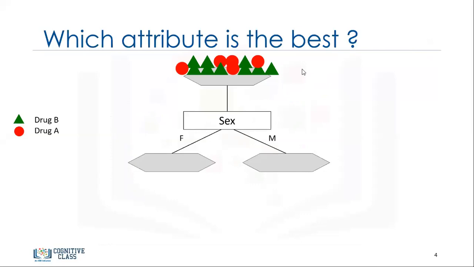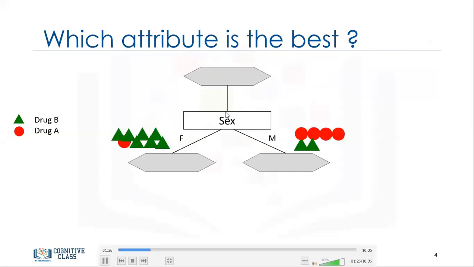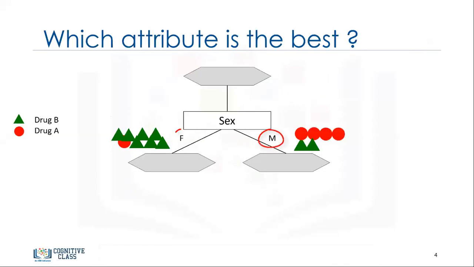Again, we have our 14 cases. This time, we pick the sex attribute of patients. It will split our data into two branches, male and female. As you can see, if the patient is female, we can say drug B might be suitable for her with high certainty. But if the patient is male, we don't have sufficient evidence or information to determine if drug A or drug B is suitable.